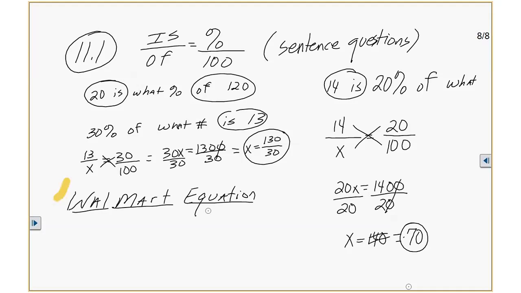And you can use these in word problems, but I usually tell people you can get by with the Walmart equation, and it's a whole lot easier in some instances. Let's look at the Walmart equation.